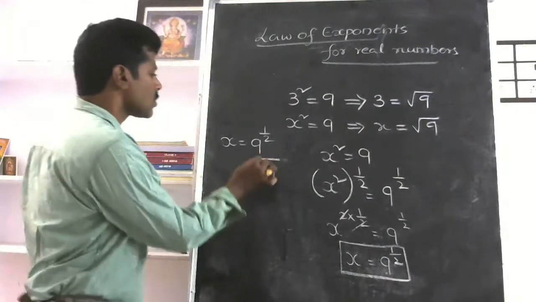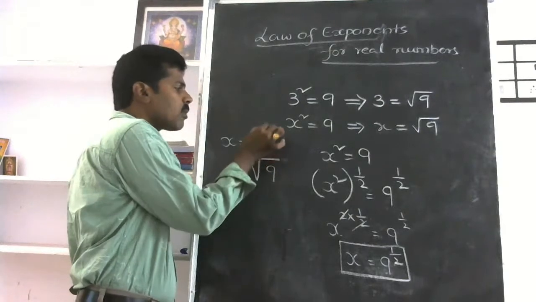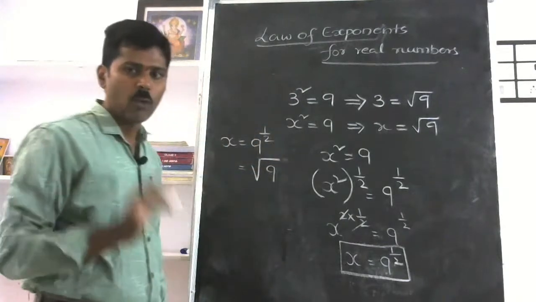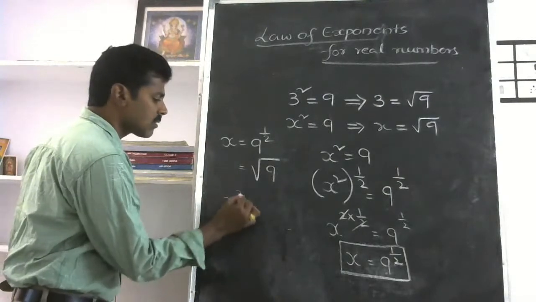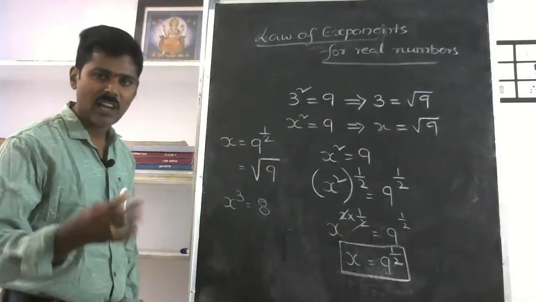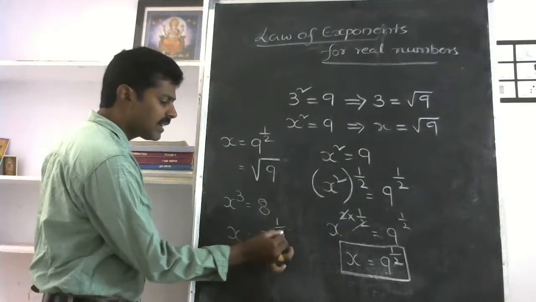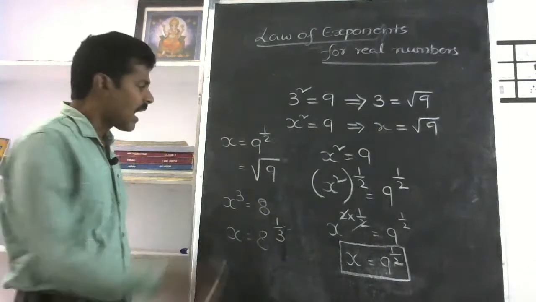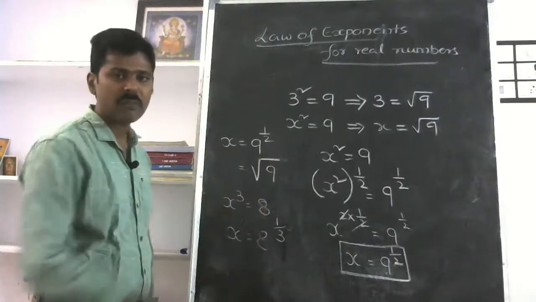Yes, that's good. So square root 9 is the symbol, and 9 power 1 by 2 is the exponential form. One more doubt here we have. If x cube is equal to 8, then what will be x? The same way, x is equal to 8 power 1 by 3. As here 9 power 1 by 2, here x will be 8 power 1 by 3.